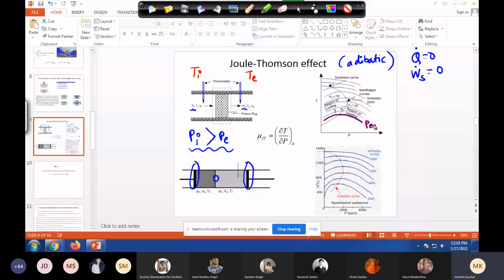Fix your inlet temperature. So this is for a given inlet pressure Pi. So Pi is fixed. Each curve corresponds to a fixed inlet pressure. So fix your Pi1. And then what you are going to do is as follows.